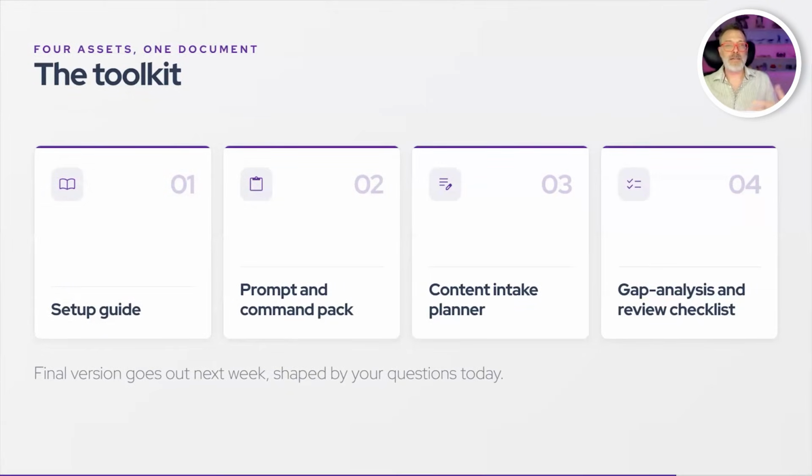So all of that is going to be written down for you. 4 assets, 1 document. A setup guide, the environment work end to end, including the lighter Gemini workbook path if the code route isn't for you. A prompt and command pack, every command you watched me type and both prompts. Copy and paste ready, plus everything I skipped over today. An intake primer, how to design your spine and your columns before you build anything, and a gap analysis and review checklist, including a confidentiality checklist for handling content that isn't yours, because that question comes up every time.